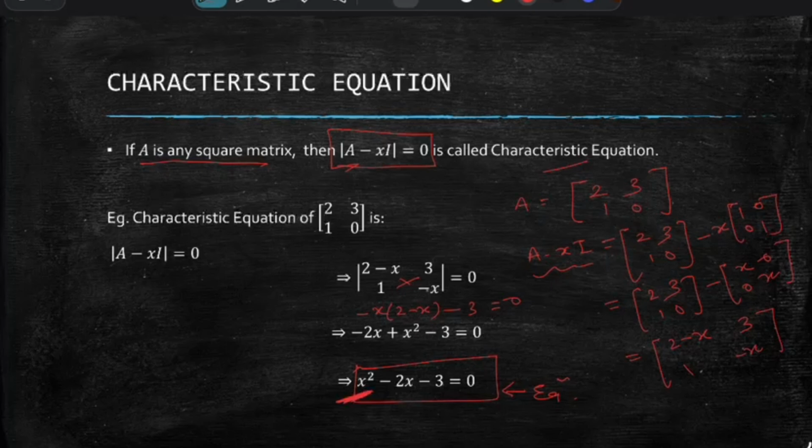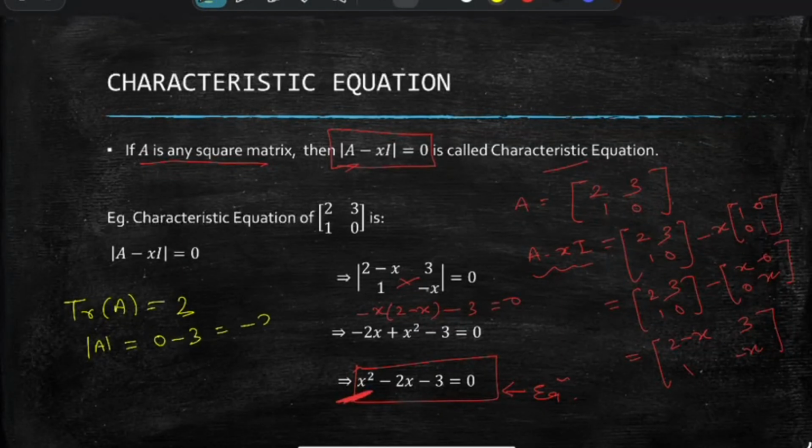Now can you check out one thing? If I ask you the trace of this matrix A, then we know that the trace of the matrix is nothing but the sum of the diagonal elements. Here the sum of the diagonal elements is 2 plus 0, that is 2. It means the trace of A is 2. And if I ask you the determinant of the matrix, we can easily say that it is 0 minus 3, that is minus 3.